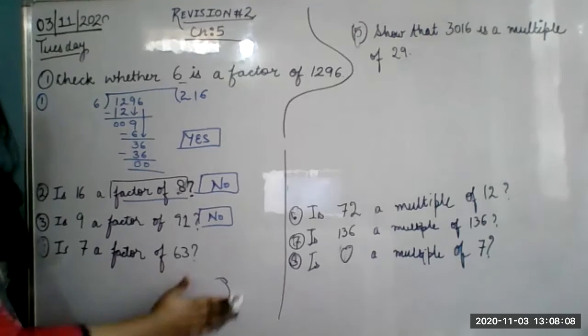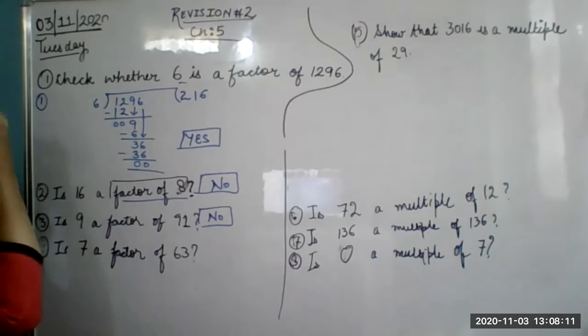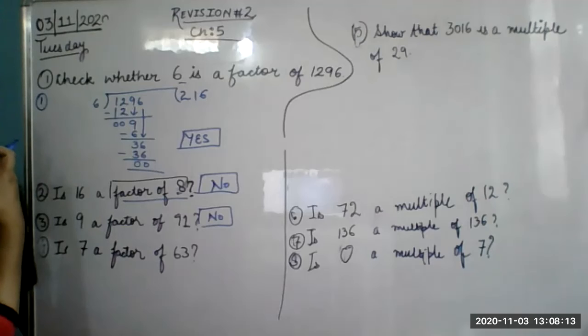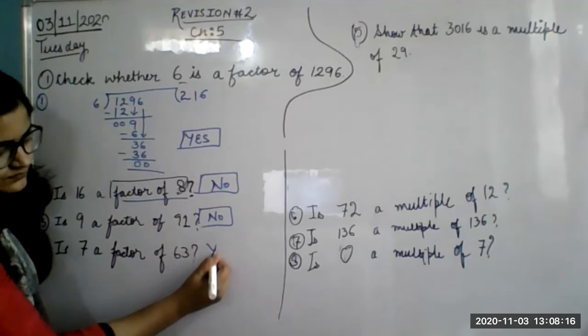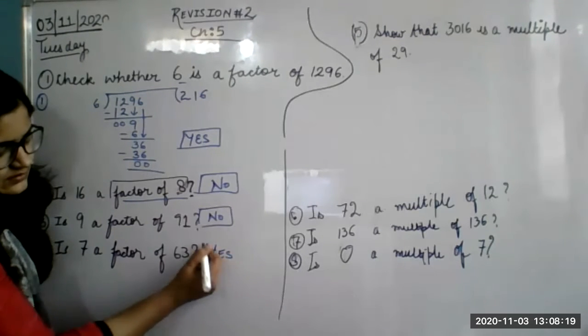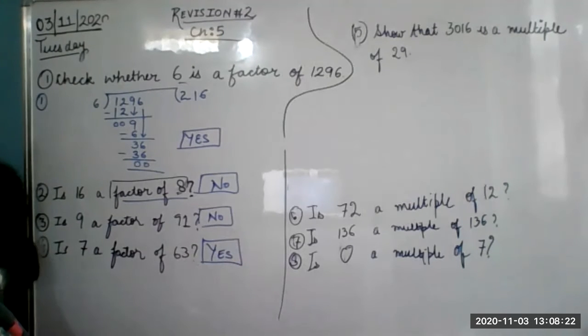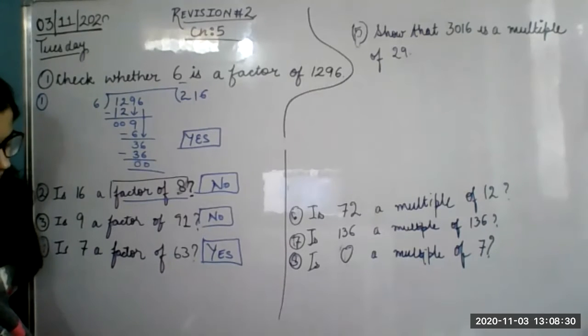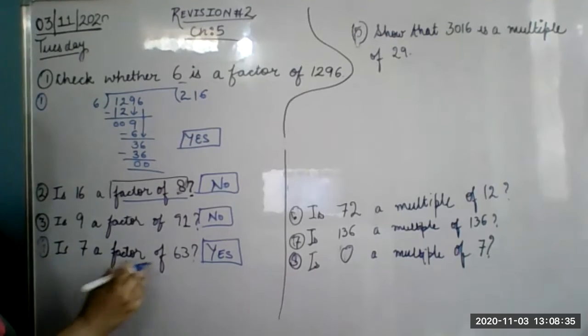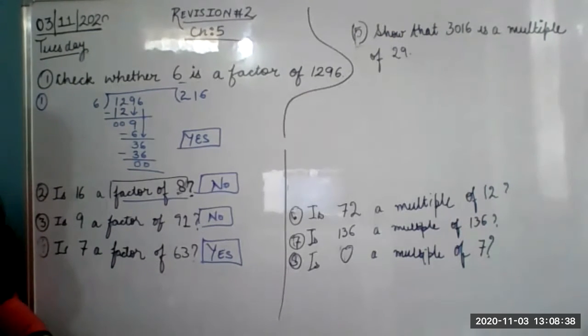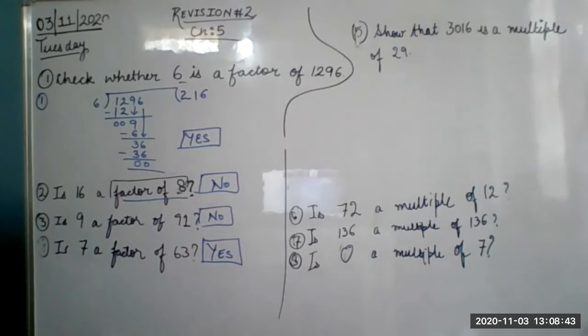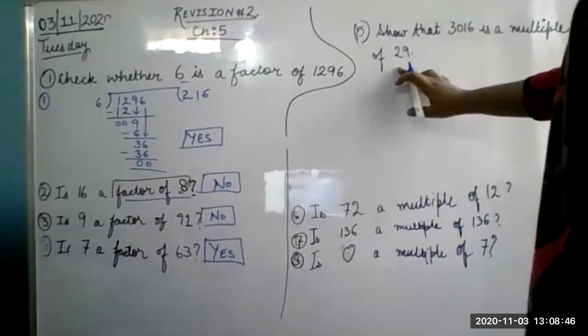Is 7 a factor of 63? Please tell me yes or no. Yes. Why yes? Open your mics and speak up. Because 63 comes in the table of 7. Very good. If you take out the factors of 63, there will be 7. So 63 comes in the table of 7. 7 nines are 63.